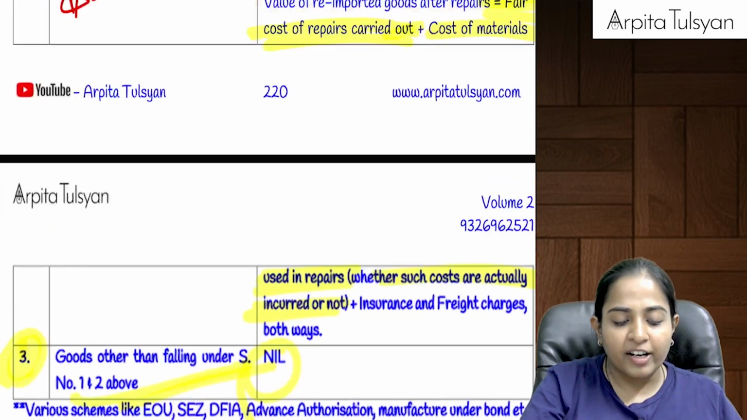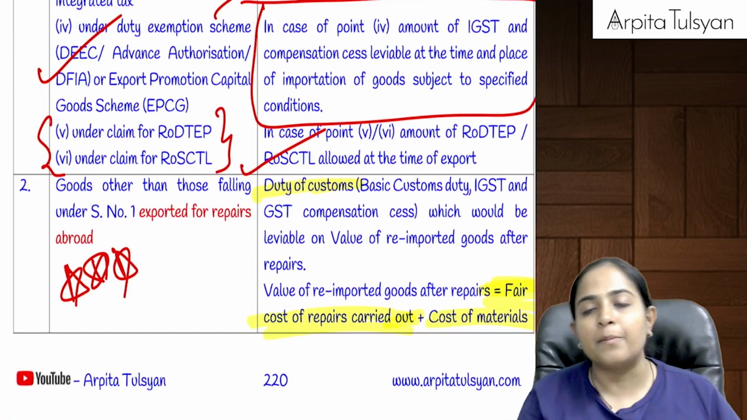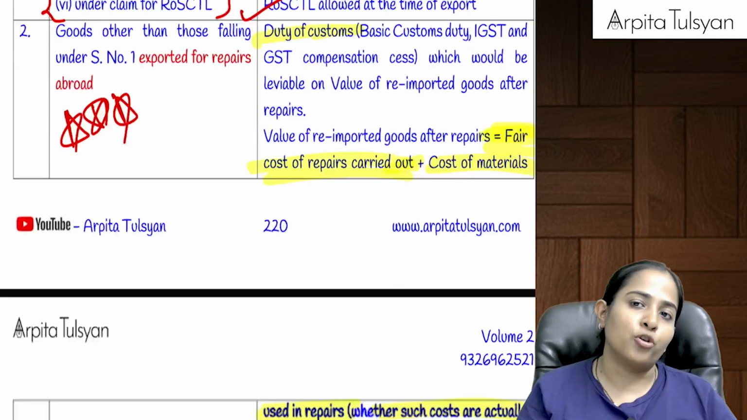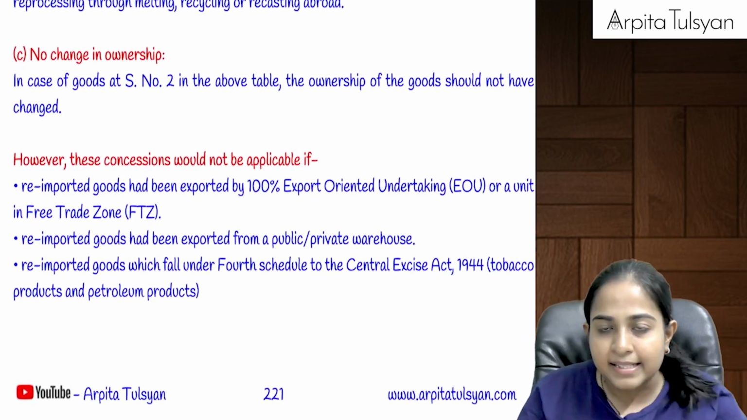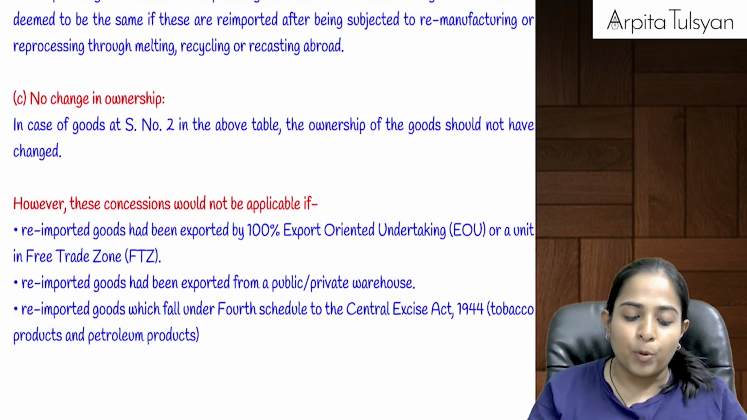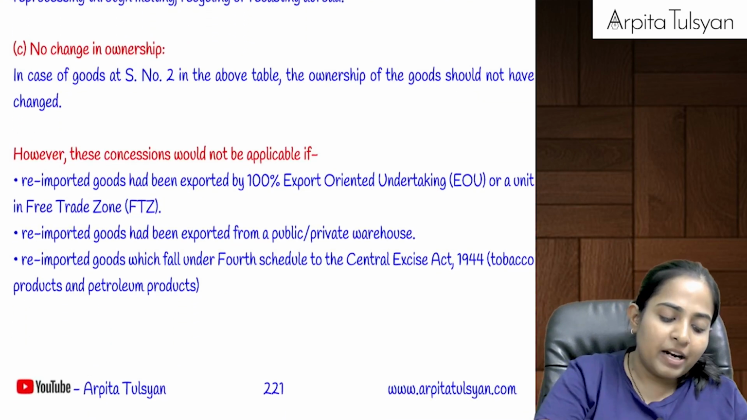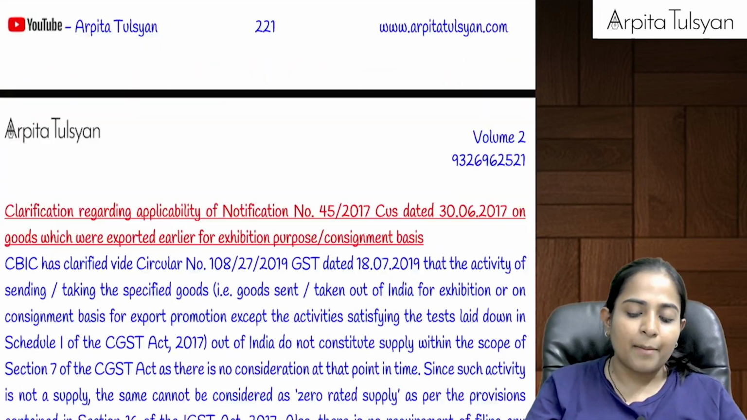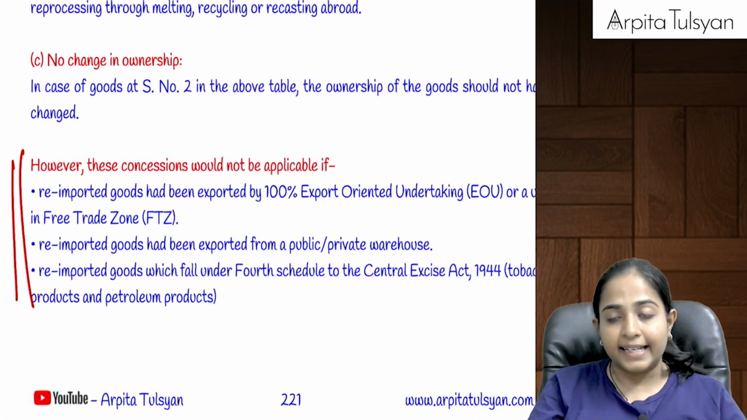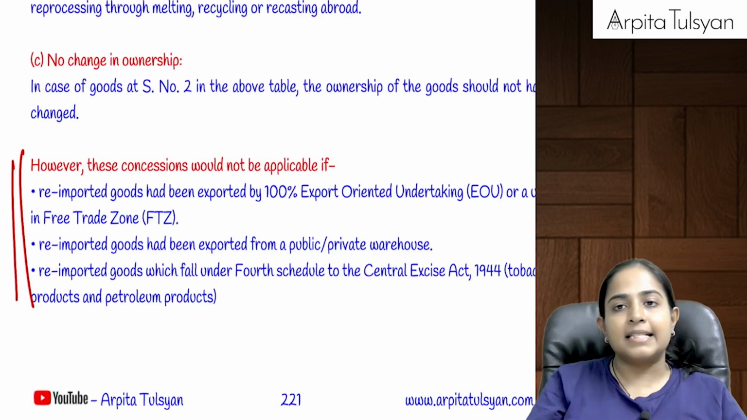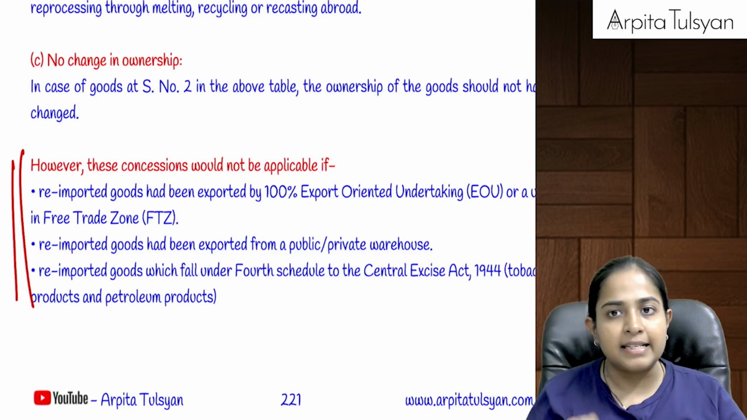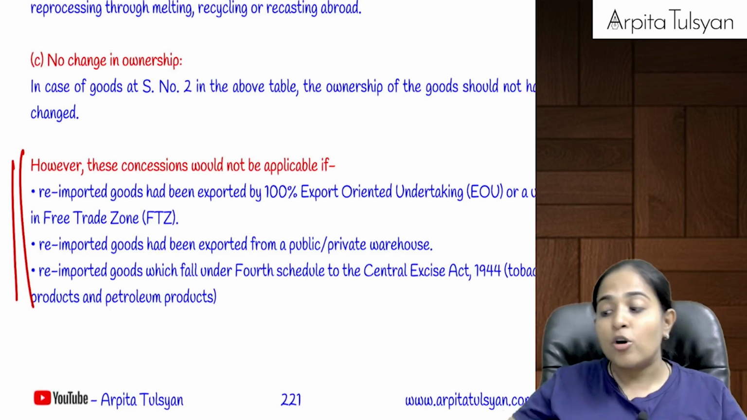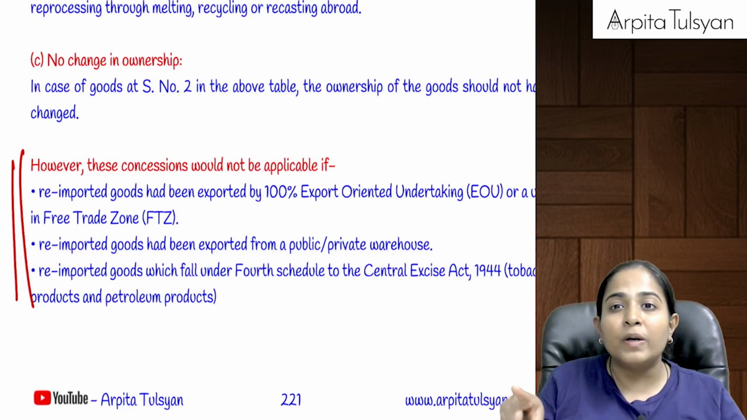And specifically for this important point number 2, ownership should not change. Meaning the person who is exporting for repairs, the same person should be re-importing it; only then will this benefit be available. And then the last point which is coming up here is that this concession of notification number 45/2017 will not be available in 3 circumstances. Suppose the exports were done by an EOU or by units in a free trade zone, then for them we cannot give this benefit.